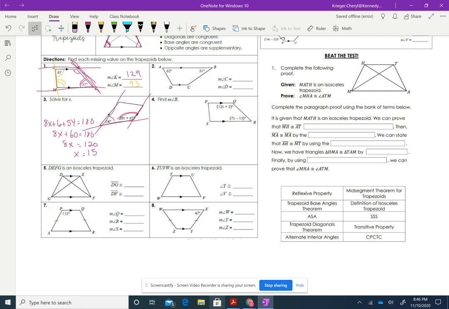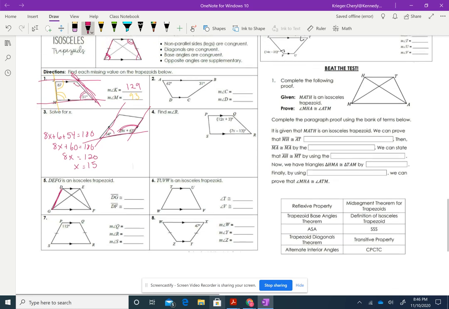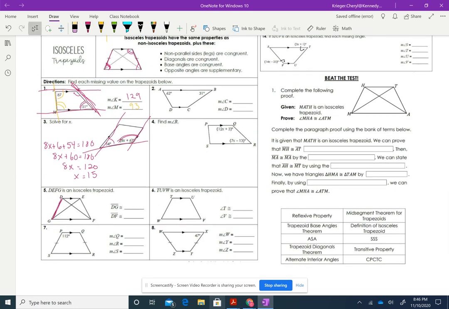Okay, number 5, DEFG is an isosceles trapezoid. Okay, so we know that DEFG is an isosceles trapezoid. So my non-parallel legs are congruent. So DG is congruent to EF. And DF, my diagonal, is congruent to EG.